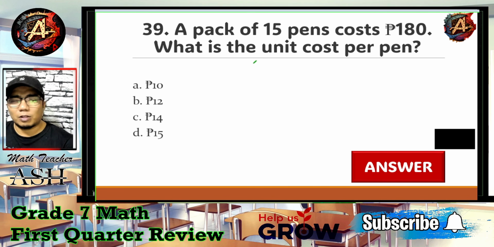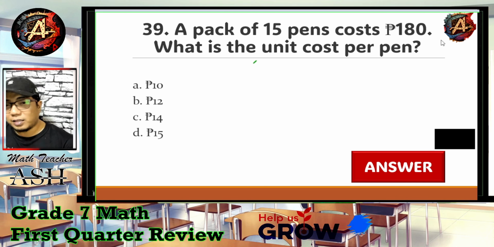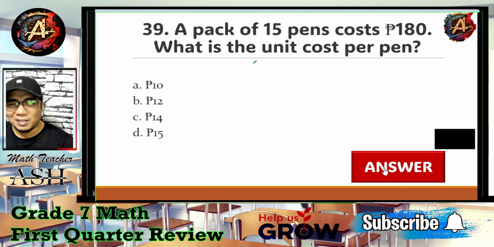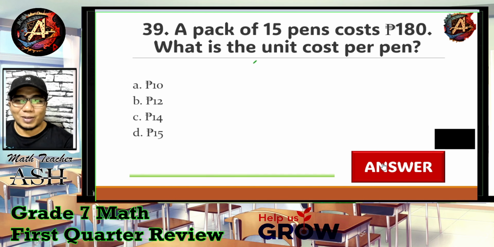All right, my dear math learners, another easy question. What you need to do is you just divide 180 by 15. So that means letter B. All right, 12 pesos. Now let's check whether we are correct.